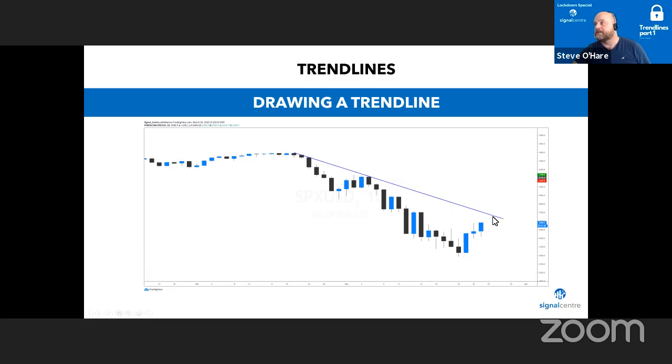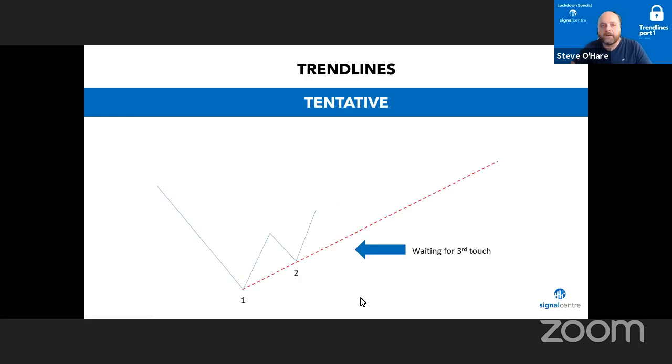So this gives us a good idea of how we can stay with the trend. If we're short, this will give us a guide of maybe when we have got to cut those short positions, or if we want to add to those short positions. So it can be a great tool to use in any chart. So initially, I'll talk about the tentative trend line.